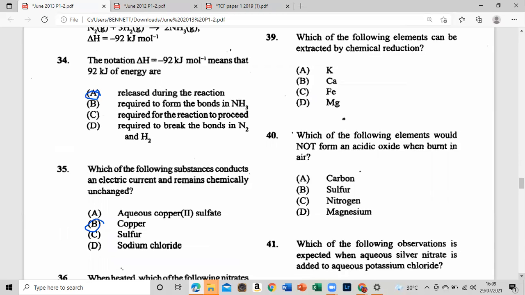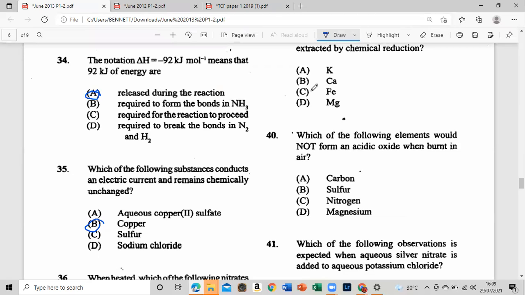All the time. Alright. 39. Which of the following elements can be extracted by chemical reduction? Is it potassium, calcium, iron, or magnesium? And 39 is iron. E is iron.